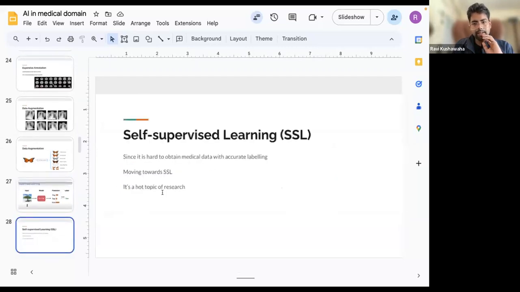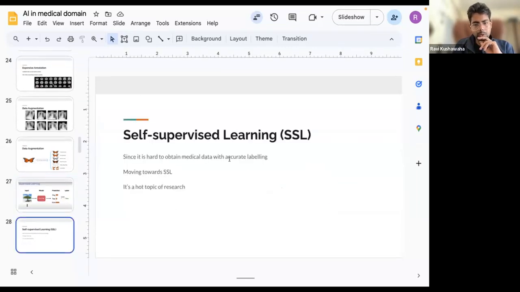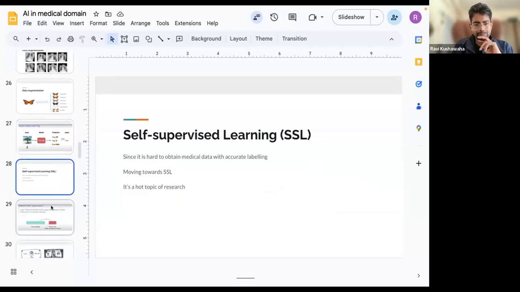But in medical imaging, it is very hard to obtain data with accurate labeling. So what we do is self-supervised learning. Here we want to train our models without labels. And this is a very hot topic of research. Many companies like Facebook and Google are working in this domain specifically.